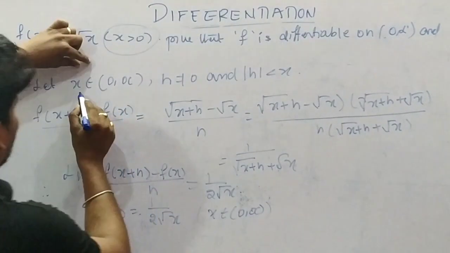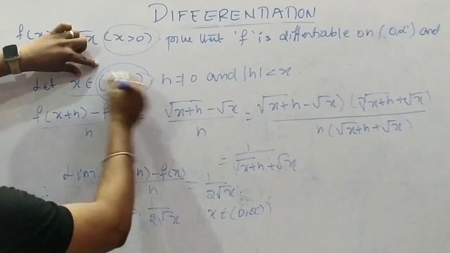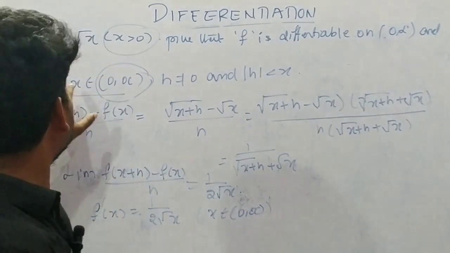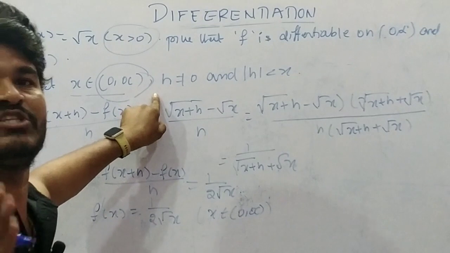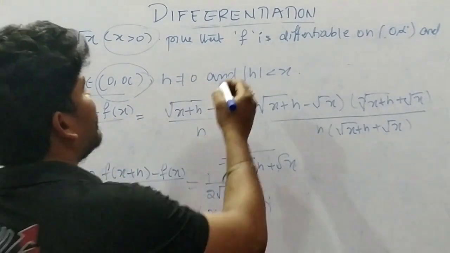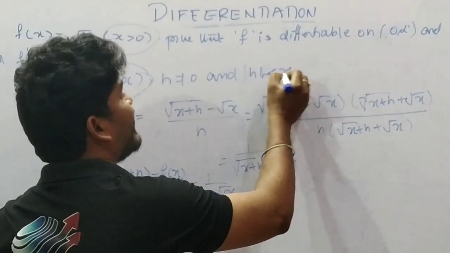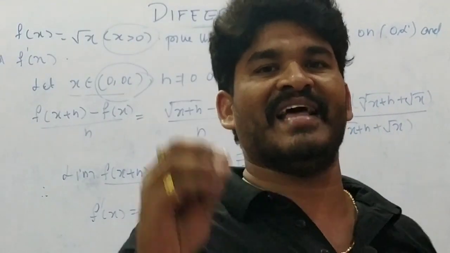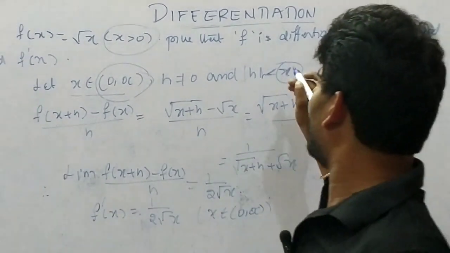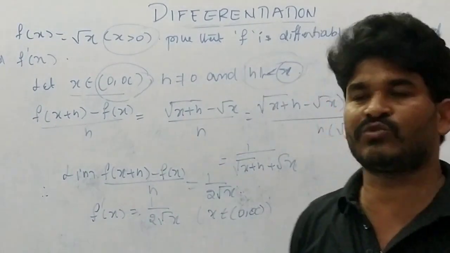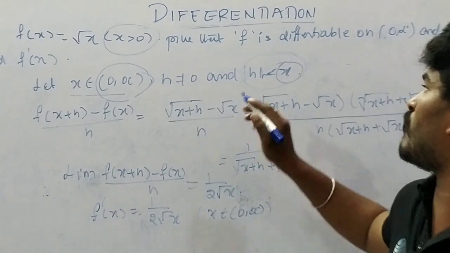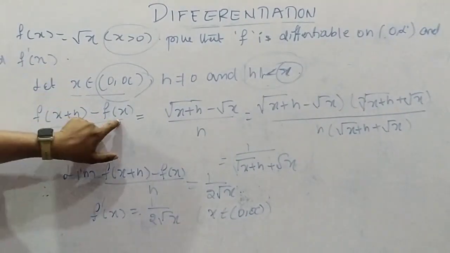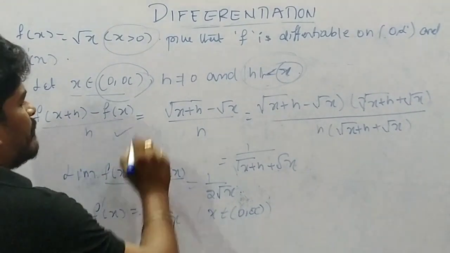Here let x belong to (0, infinity), where h is not equal to 0, and h is less than or equal to x. Why? Because here the x value is always greater than the h value, so that's why h is less than or equal to x. Therefore, f of x plus h minus f of x divided by h, this is the basic formula.